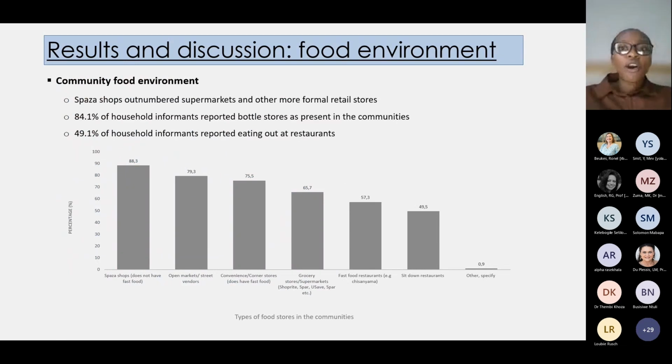Moving forward, the food environment. I will start with the community food environment. The graph here tells us that spaza shops outnumbered any other food stores in the communities. And 49.1% of the household informants reported that they did go out and eat at restaurants.